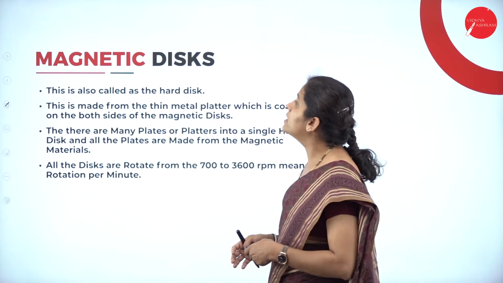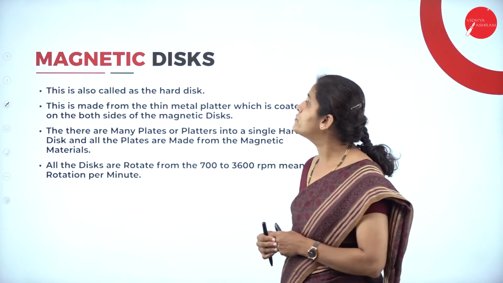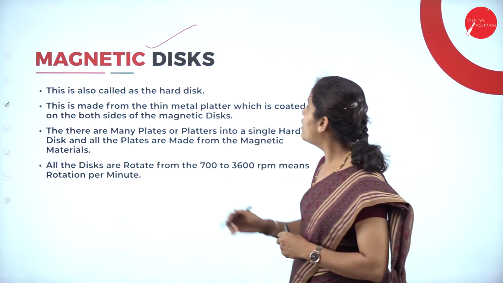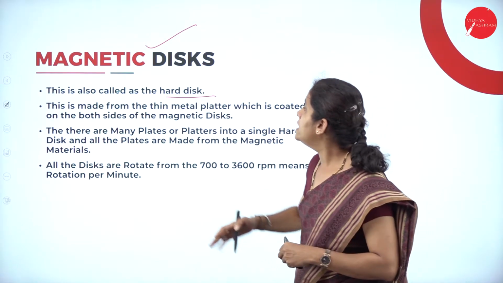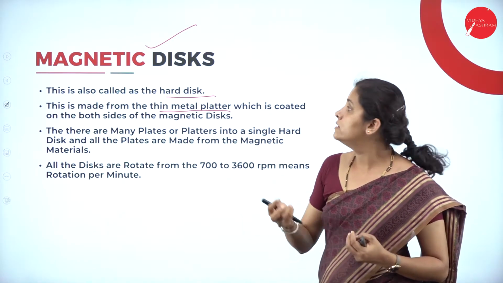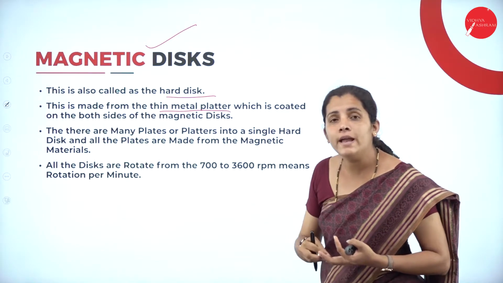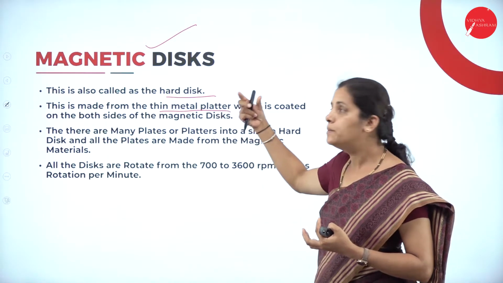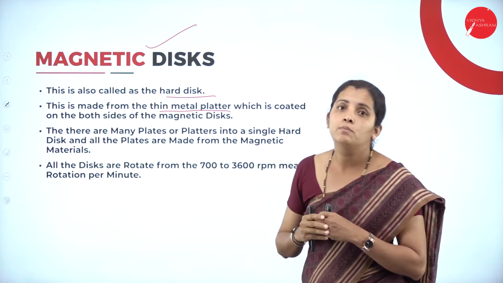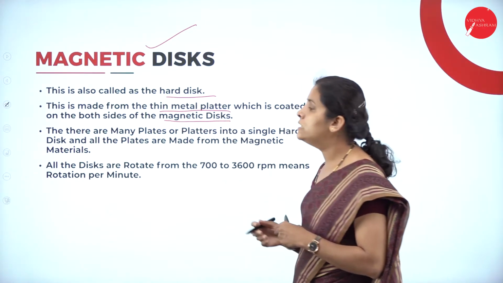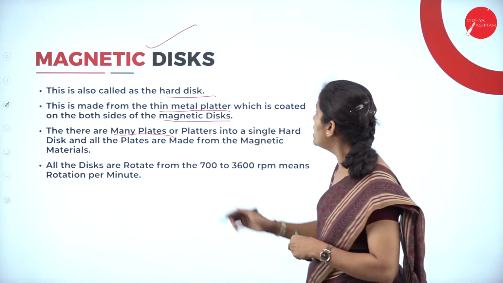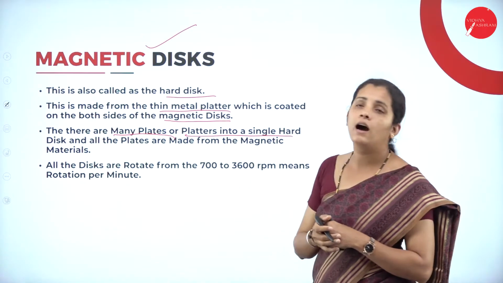Dear students, moving further, we are going to study another type of secondary storage device, the magnetic disk. It is also called the hard disk. It is made from thin metal plates. I repeat, magnetic disks are made using thin metal plates. The thin metal plate is coated on both sides of the magnetic disk. They may contain many plates in a single hard disk.